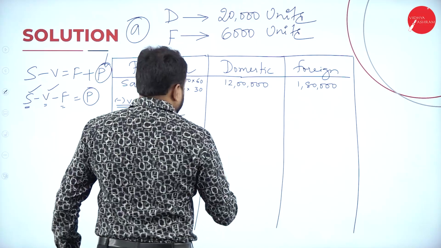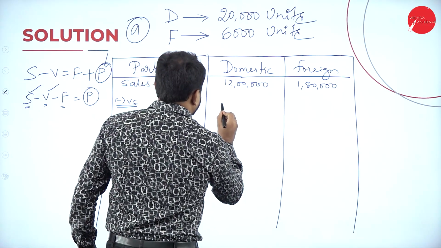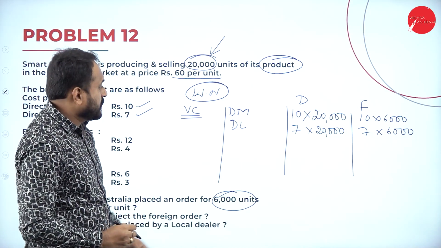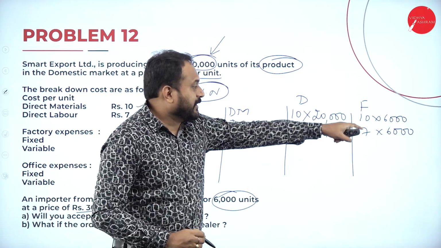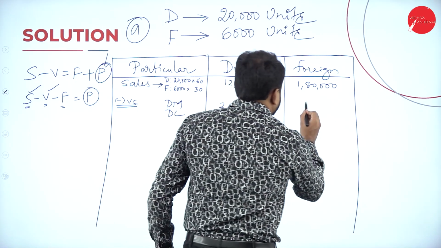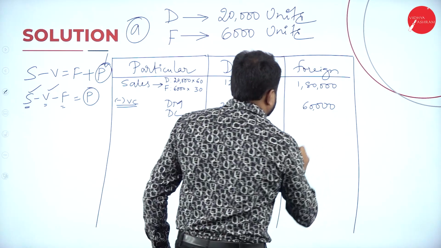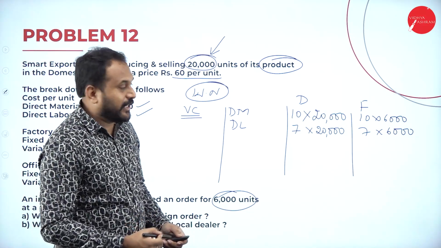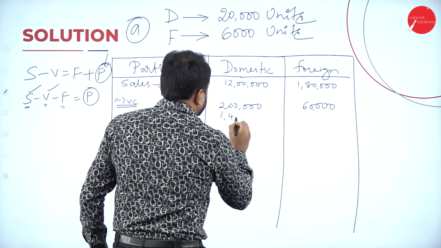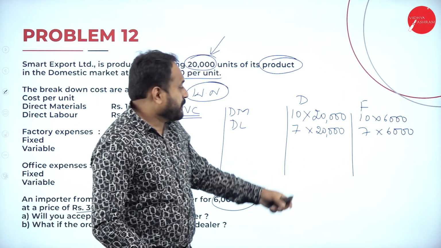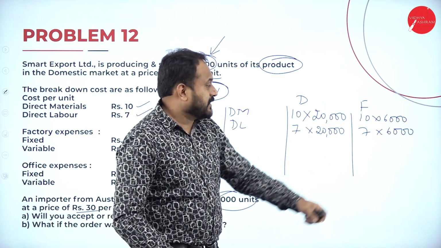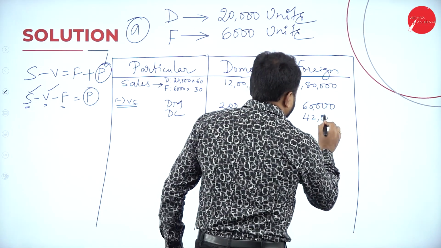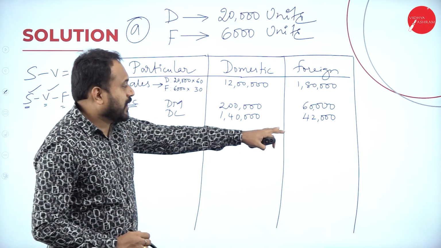10 into 20,000. So 10 into 20,000 is how much? You have here 2 lakh. Now 10 into 6,000 is 60,000. So we'll write here 60,000. Done. Next, direct labor. 7 2s is 14, so it is 1,40,000. We'll write here 1,40,000. And the next one is 7 6 is 42, so it is 42,000. We'll write here 42,000.